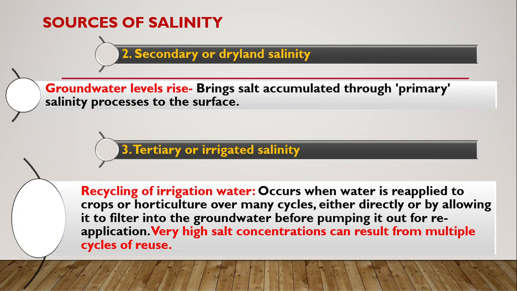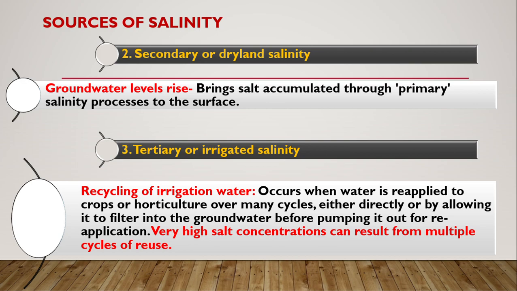Secondary salinity is mainly caused due to the groundwater rise. In dryland areas, the temperature will be higher, so the water content of the soil will be lesser. So groundwater has the ability to rise up. Due to the upward movement, along with the groundwater, it will dissolve some salts in the soil and bring the salts to the topsoil. That may make the soil saline.